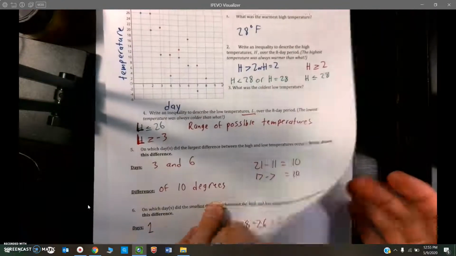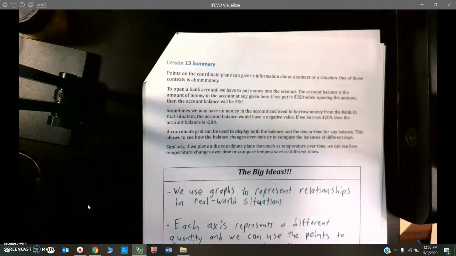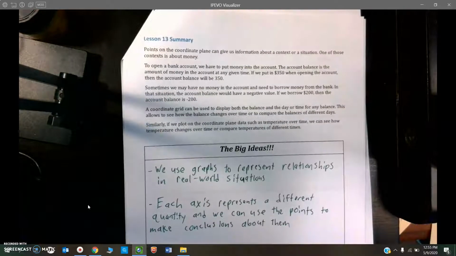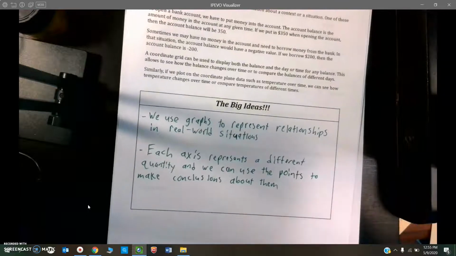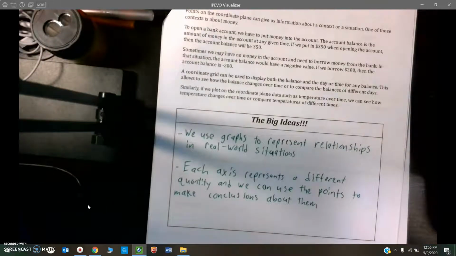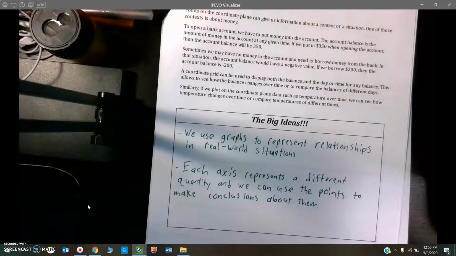There's that. And now, just for our big ideas, make sure that you go over and read the lesson summary. Essentially, we were talking about how coordinate planes tell us about a context or situation. The big ideas you should type: we use graphs to represent relationships in real-world situations. And each axis represents a different quantity, and we can use the points to make conclusions about them. All right. So once again, we were looking at these graphs of temperature and money, and we could make statements that on such and such day, they had this much money, or on such and such day, it was this temperature, and so on.